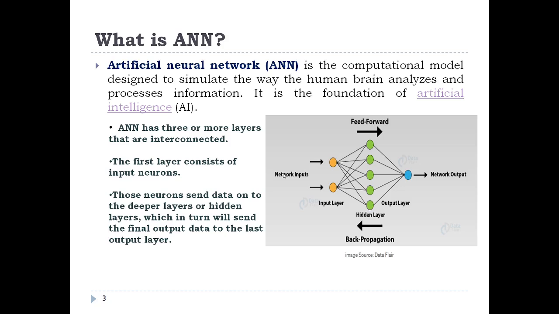It has its own self-learning capabilities that enable it to produce better results as more data becomes available. So an ANN has 3 or more layers that are interconnected, just like neurons in a human brain. The first layer consists of input neurons. Those neurons send data onto the deeper layers or hidden layers, which in turn send the final output data to the last output layer.